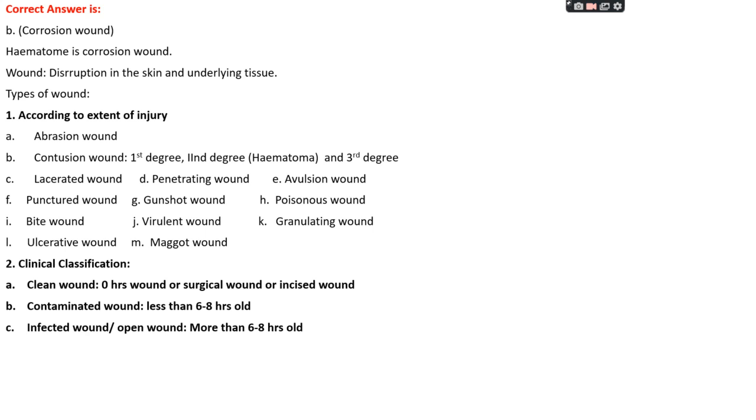If we talk about wounds, a wound is a disruption in the skin and underlying tissue. Here is the classification of wounds on the basis of extent of injury: abrasion wounds, contusion wounds like first degree, second degree and third degree contusions, lacerated wounds, penetrating wounds, avulsion wounds, puncture wounds, gunshot wounds, poisonous wounds, bite wounds, virulent wounds, granulating wounds, ulcerative wounds, and maggot wounds.